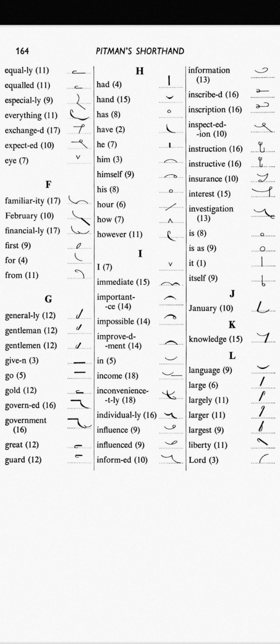government. Gay stroke with R hook halved here on the line for great. Same outline above the line for guard. D stroke above the line for had. N stroke thickened here and halved here above the line for hand. S circle above the line for has. V stroke on the line for have.